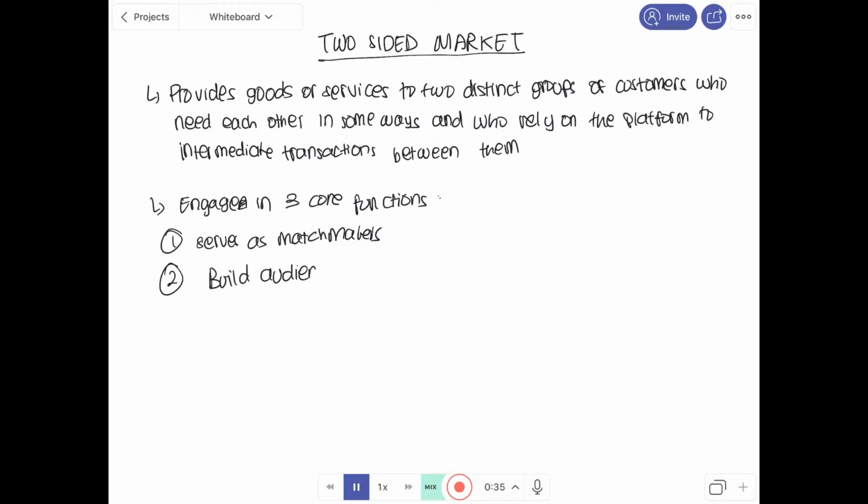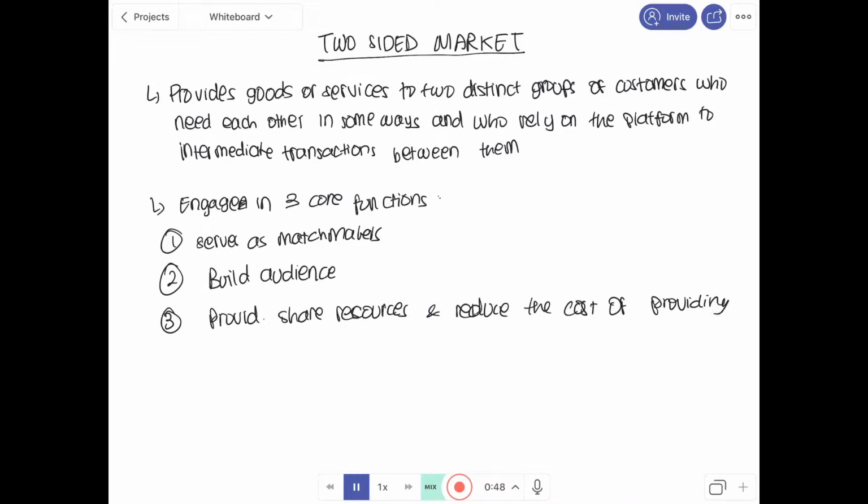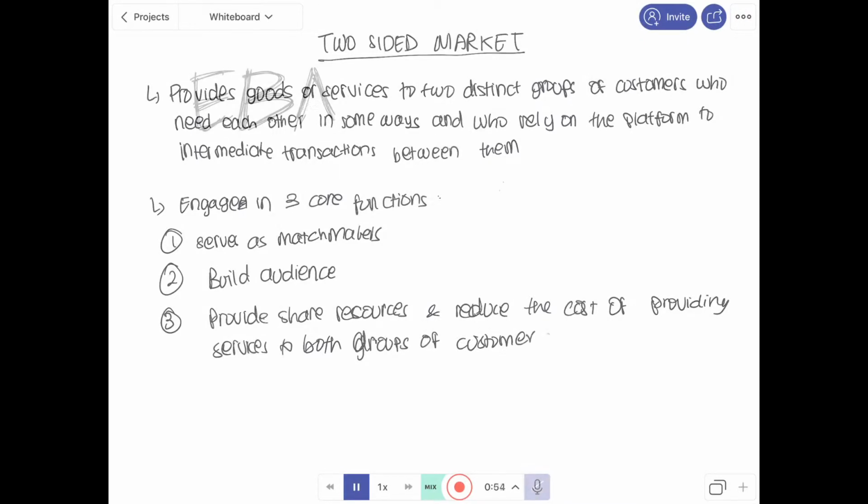The second one is building audiences, because this makes it more likely that members of each group will find a suitable match. And lastly, it provides shared resources and reduces the cost of providing services to both groups of customers.